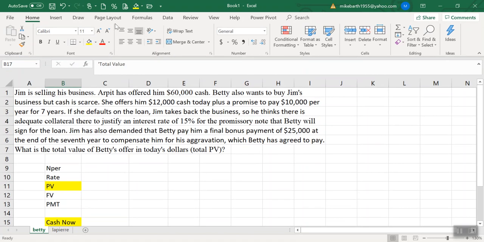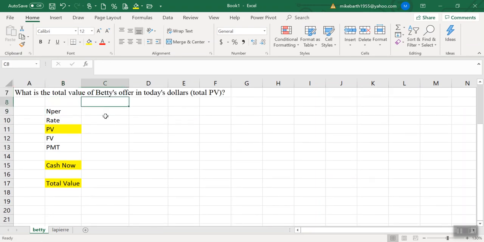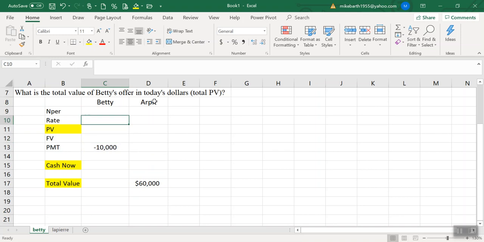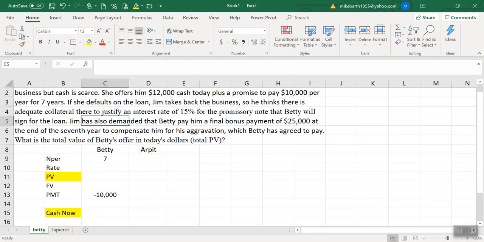All right, so this is what Betty is offering. And I can compare that to what Arpit is offering because that's pretty simple. Arpit is offering $60,000 today. What Betty's offering is $10,000 a year out of her pocket every year for 7 years, and she's also offering $25,000 out of her pocket at the end of the 7th year.